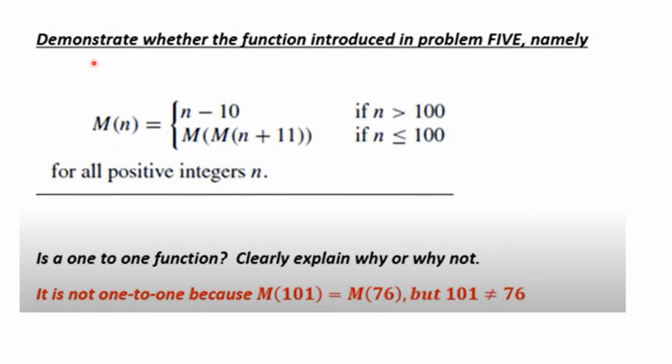Here, the last problem, you were to demonstrate whether the function introduced in an earlier problem, the 91 function, is a one-to-one function. Well, it's not a one-to-one function, so you prove that it's not because m of 101 is the same thing as m of 76, but 101 does not equal 76. And so that would be a good example to demonstrate that this is not a one-to-one function.